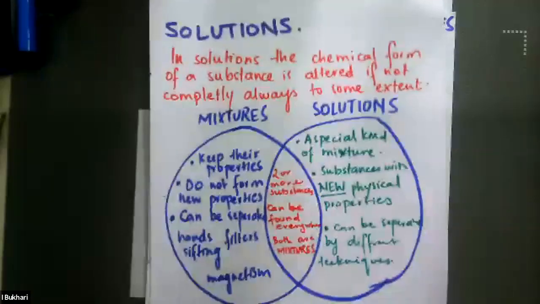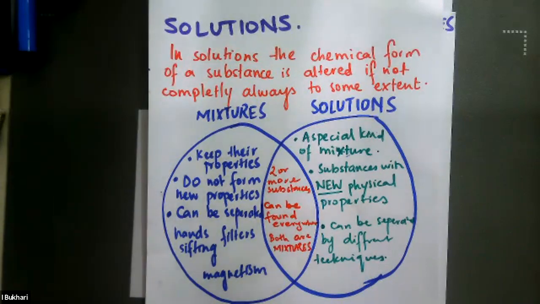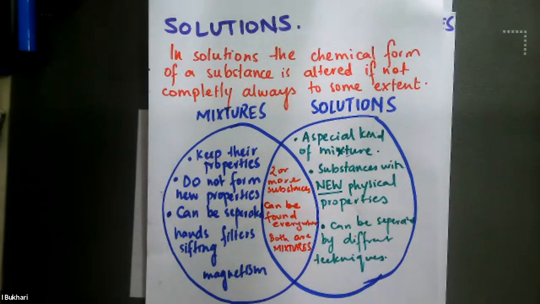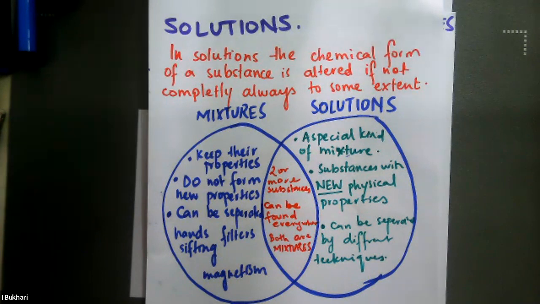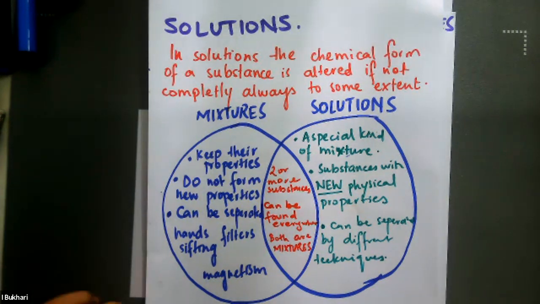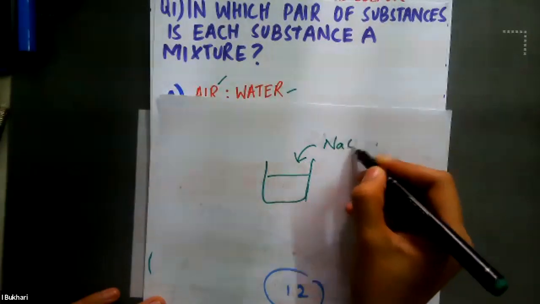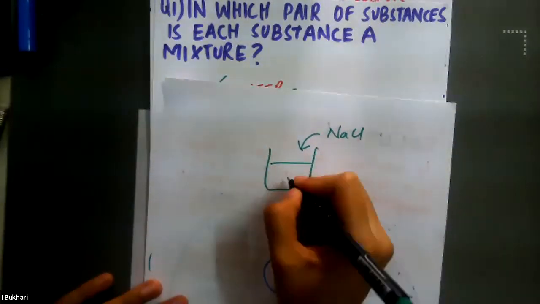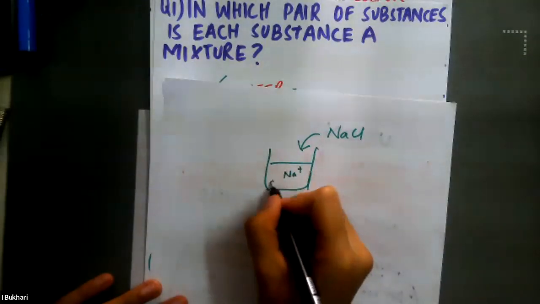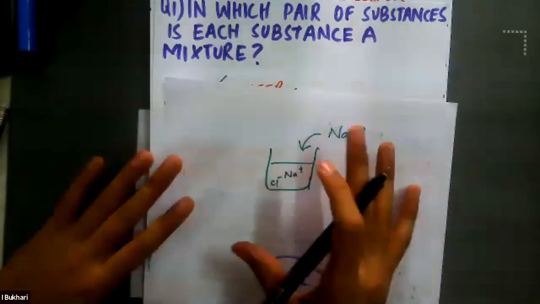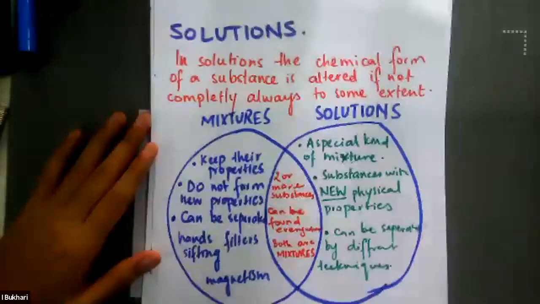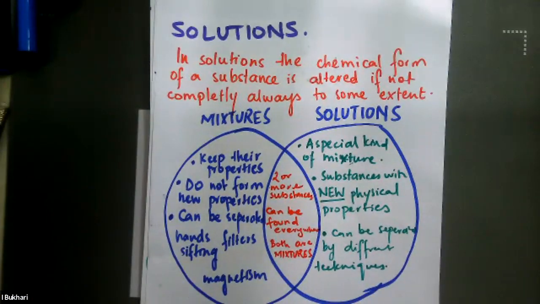Okay, so moving on to solutions. In a solution, the chemical form of a substance is altered, and if it's not altered completely, like in a salt solution, salt is still salt. If not completely, it's always to some extent, and I'll elaborate on that. If you have a beaker of water and you add salt in it, in the water it's going to break up into sodium cations and chlorine anions, right? So it's chemically altered. So in solution, the chemical form of a substance is altered, if not completely, always to some extent.